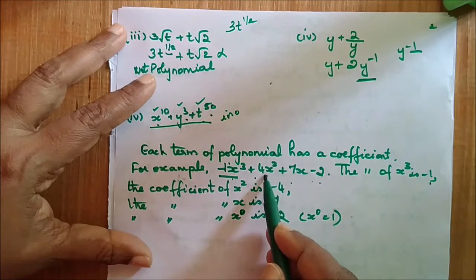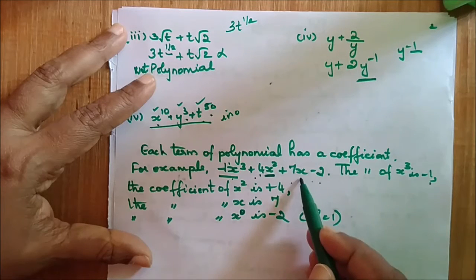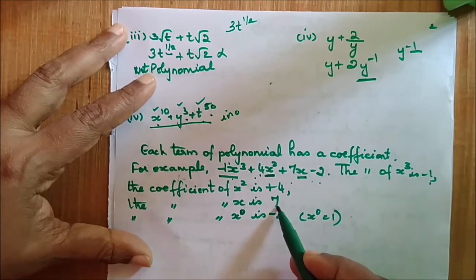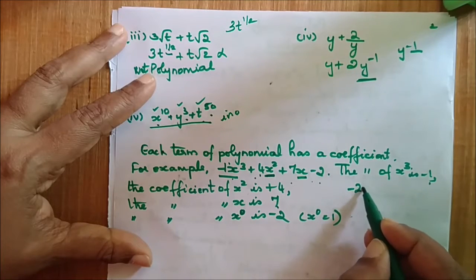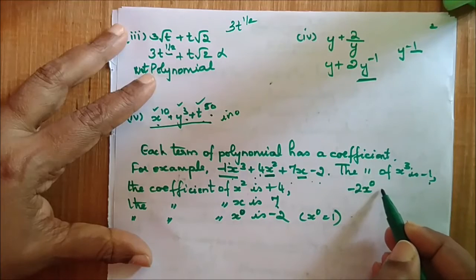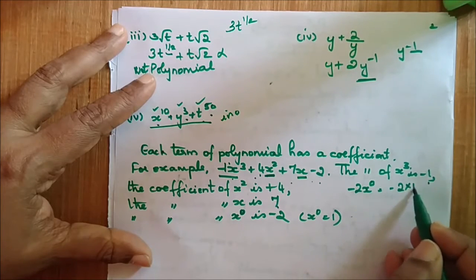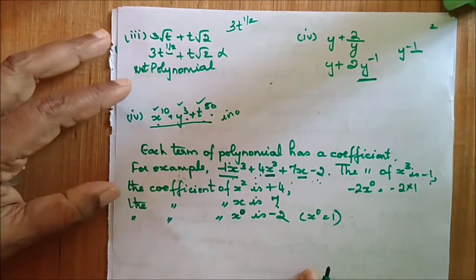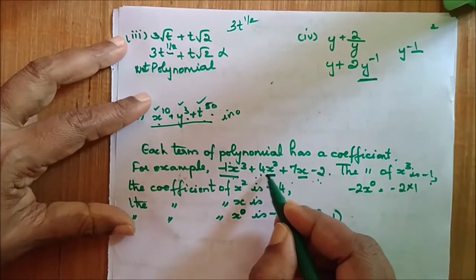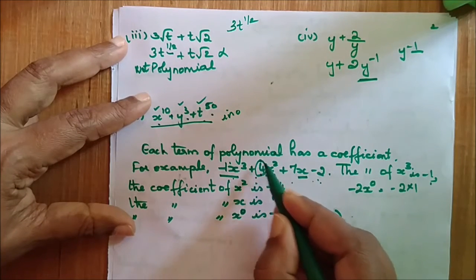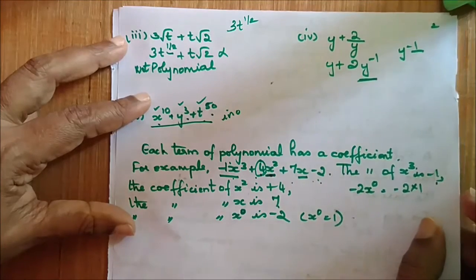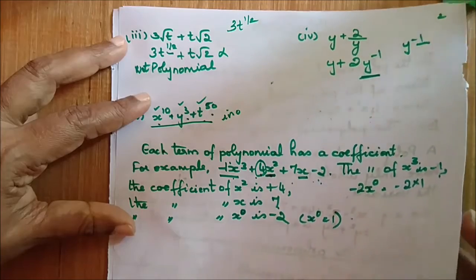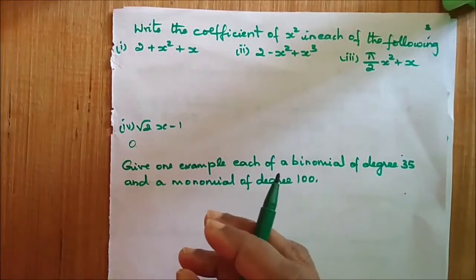The coefficient of x squared is 4. The coefficient of x is 7 and minus 2. Minus 2 can also be written as minus 2 into x to the power 0, which is nothing but minus 2 into 1. It is minus 2. So these constants which are attached to the variable are called the coefficients of the variable. Okay, I hope you get it. Now we'll go to the next topic.